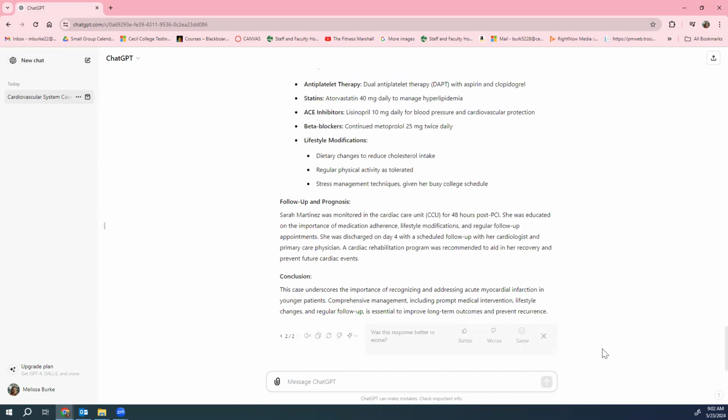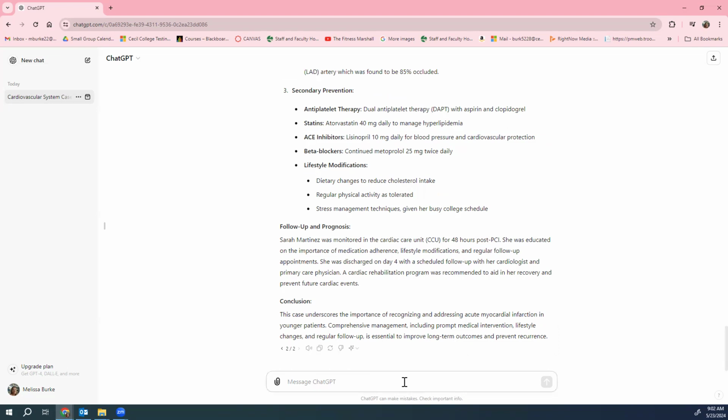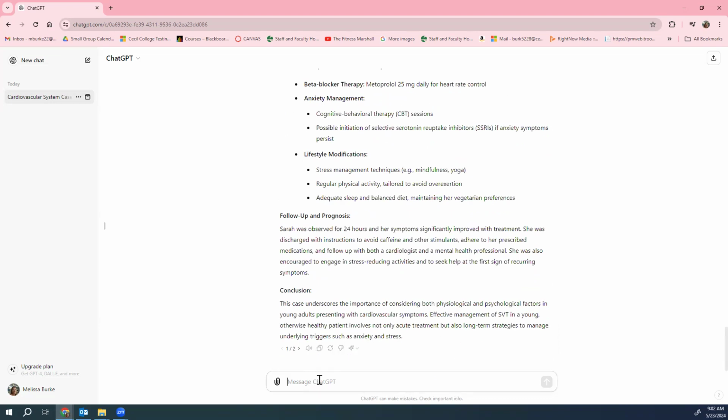So you can see here that after you ask for a regeneration, it will ask you if it's better, worse, or the same. I would actually say that that one's probably the same. And you can flip between the two and look at both of them if you so choose. As well, maybe we want to update this assignment a little bit. Maybe we've pulled the case study and we really like it, but we want to get some questions and answers for our students to answer.